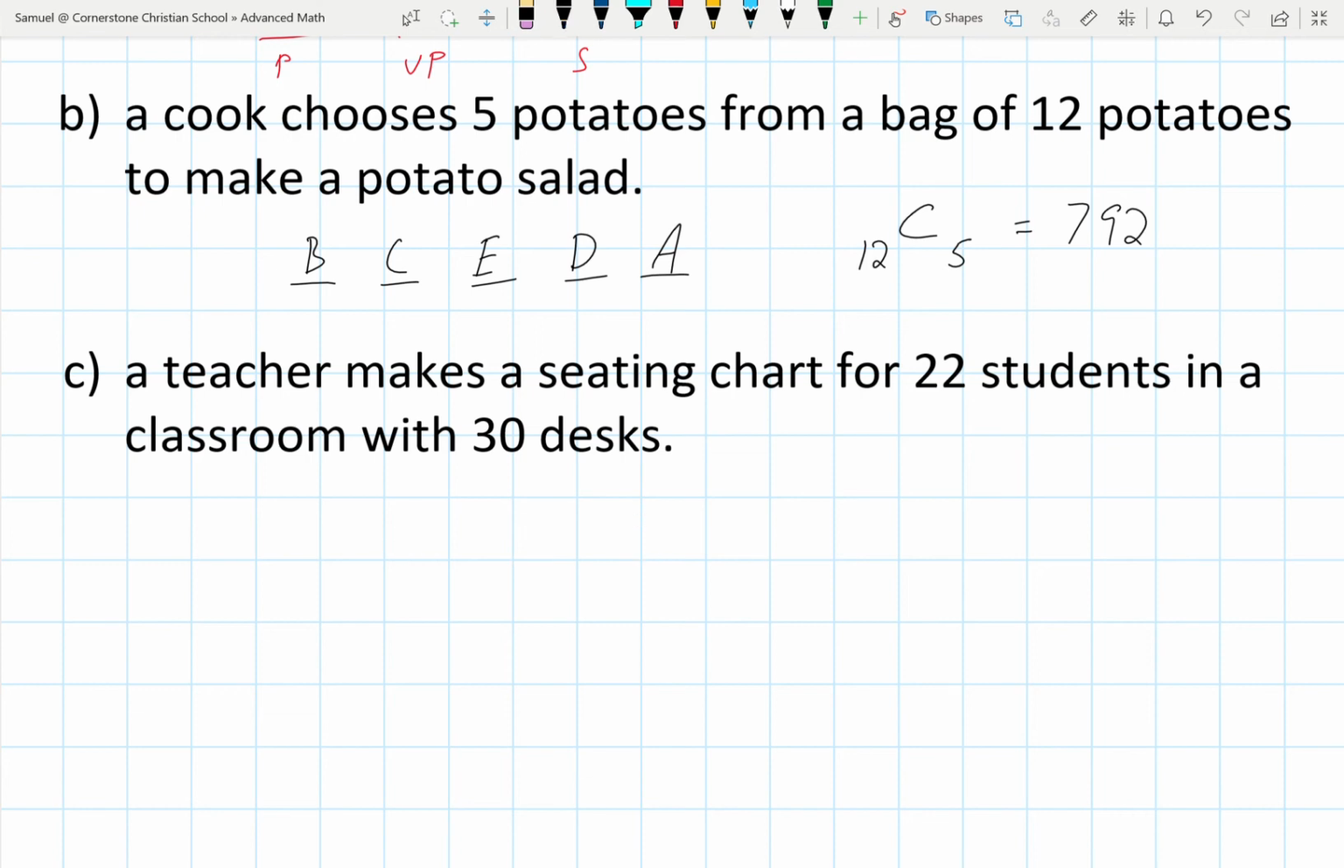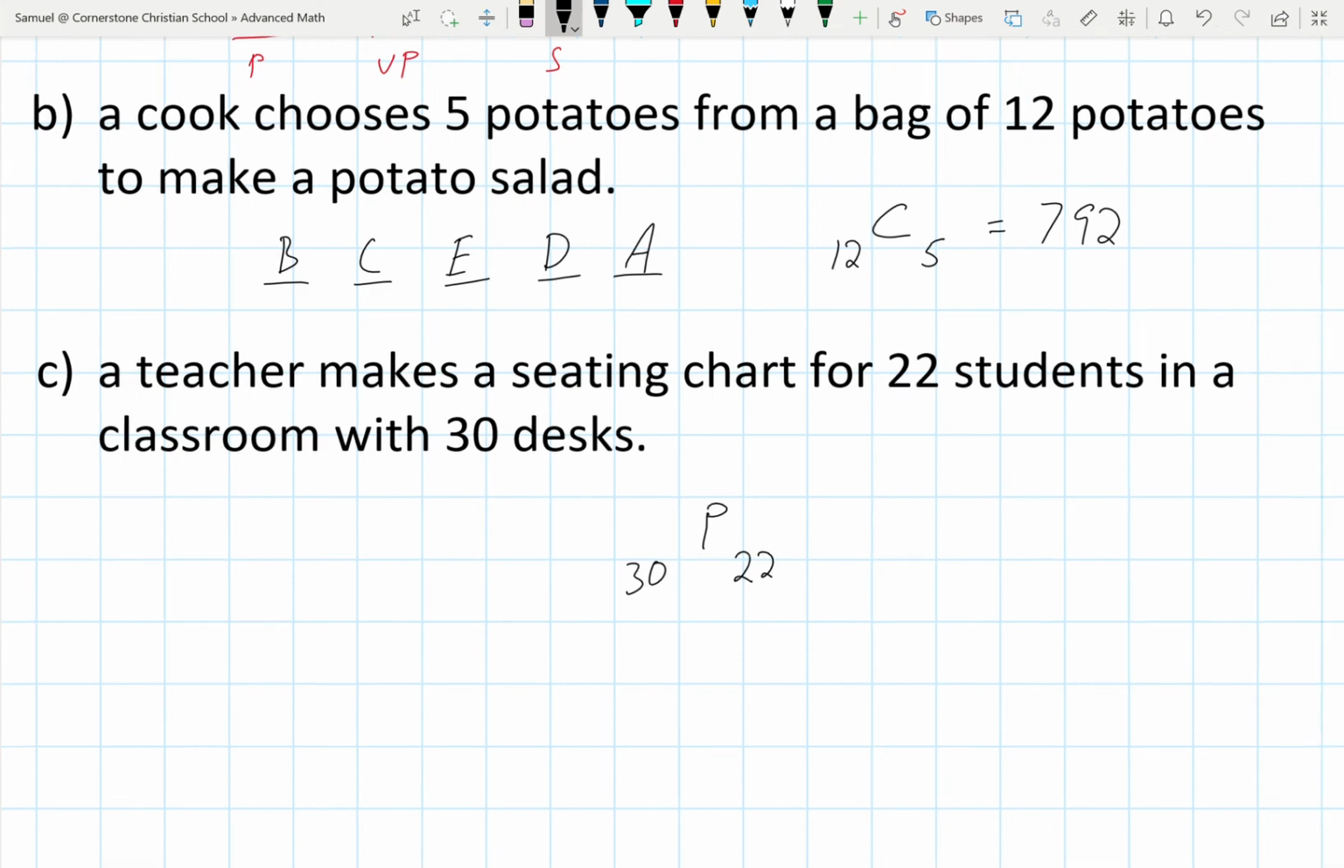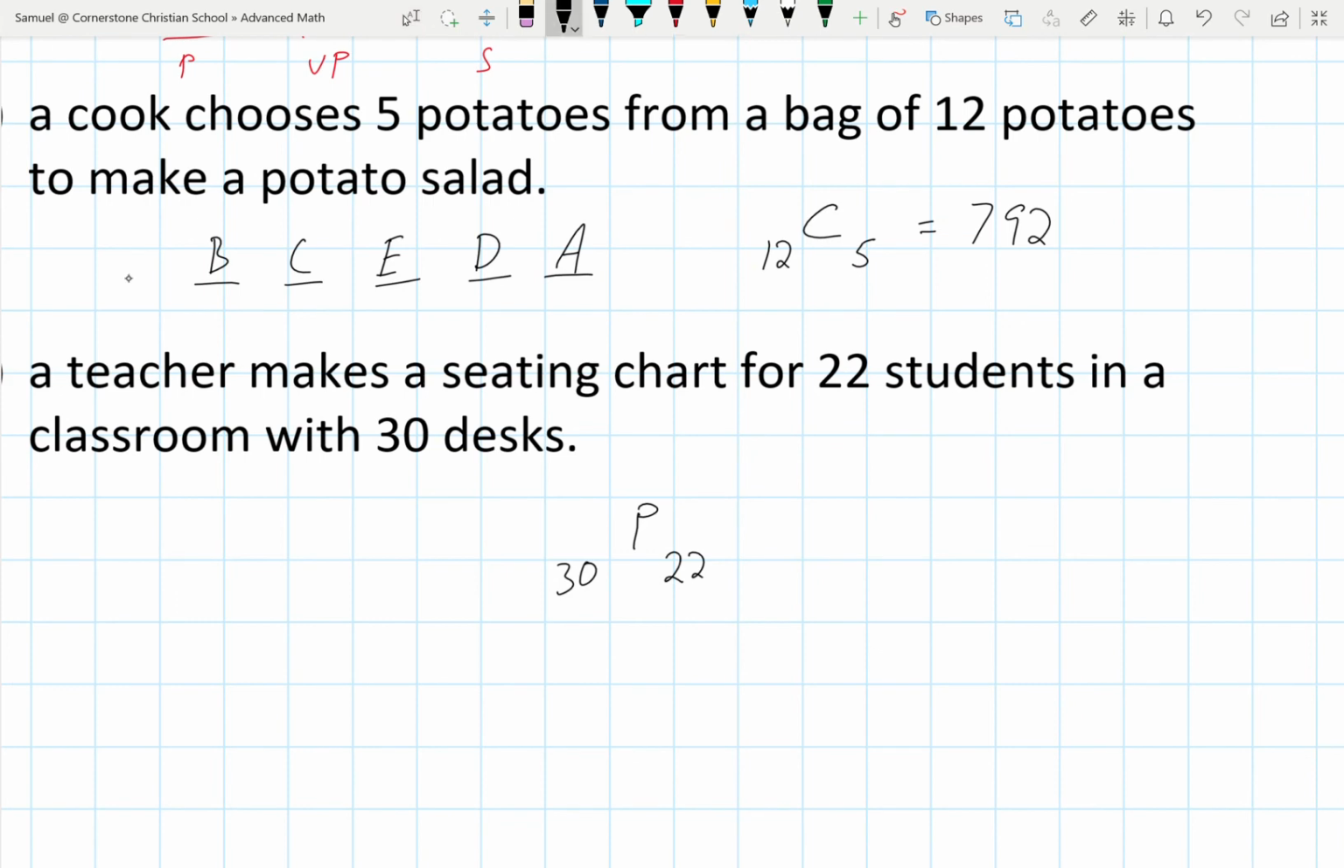And so when we're figuring this one out, again, it's permutation. There are 30 options and I'm filling 22 of the seats with students. And so how many different ways can that one be? And this one, we're going to leave in scientific notation. It's 6.57 times 10 to the 27th.